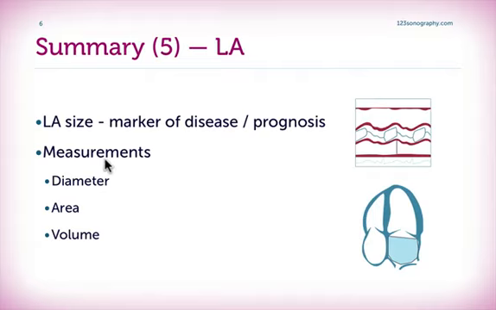The left atrium is an important structure of the heart. It is a marker of disease and prognosis. We can measure the size of the left atrium with the M-mode technique behind the aorta, but also with the 2D technique using diameter measurements, area measurements, and volume measurements.